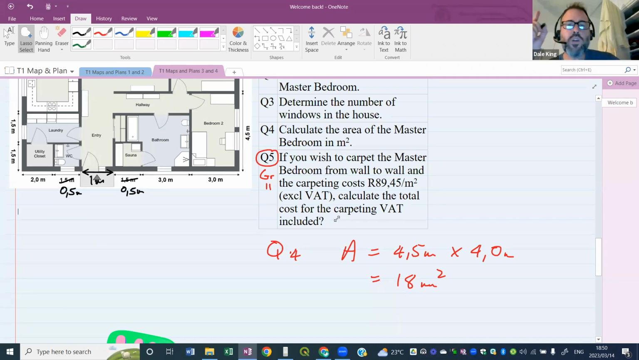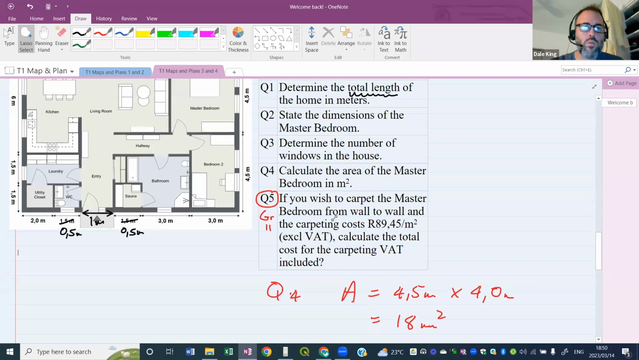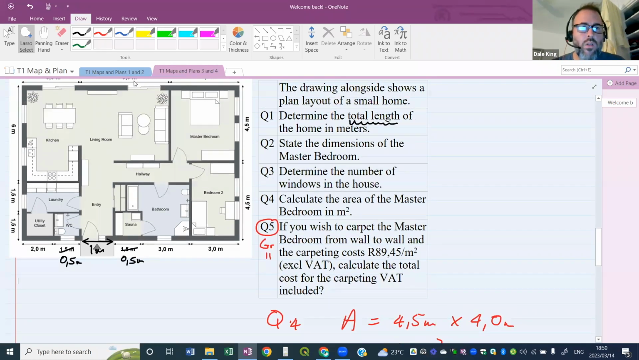Question 5 says, if you wish to carpet the master bedroom, the one we've just been working on, from wall to wall, what does that mean? Carpeting from wall to wall. It means the whole area of the master bedroom, every single little floor area, every little corner. Don't worry about beds and cupboards and doors. The whole floor area of the master bedroom, the area we've just worked out.